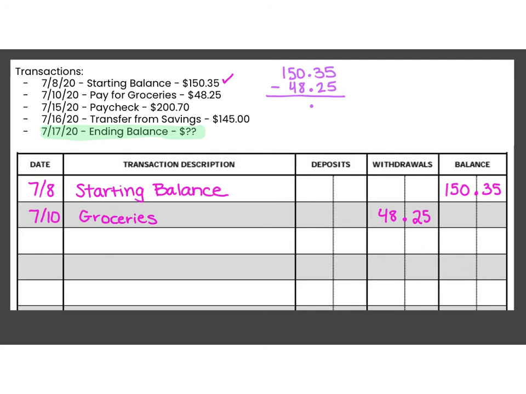Notice how I'm lining my decimals up, and we can draw a line straight down the center so I can put my decimal point in my answer. And I know it's in the right place. 5 minus 5 is 0. 3 minus 2 is 1. I can't subtract 8 from 0, so I have to borrow. 10 minus 8 is 2. 4 minus 4 is 0. And 1 minus nothing is 1. So our new balance is $102.10.